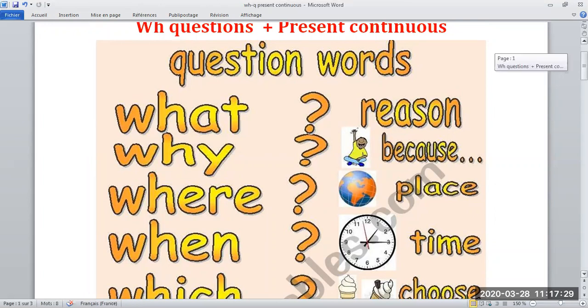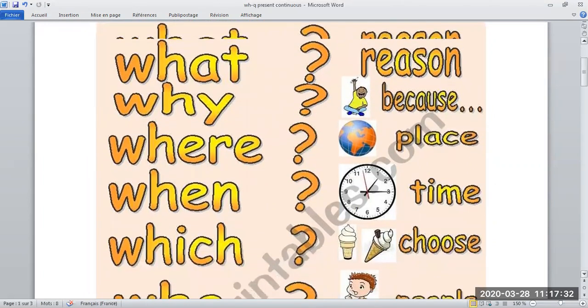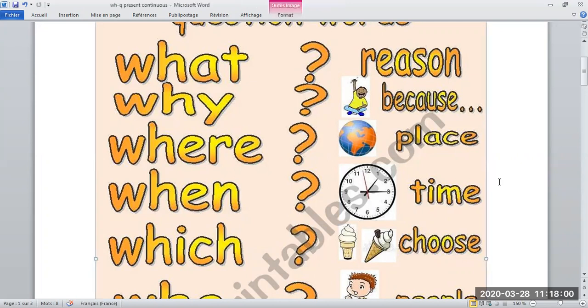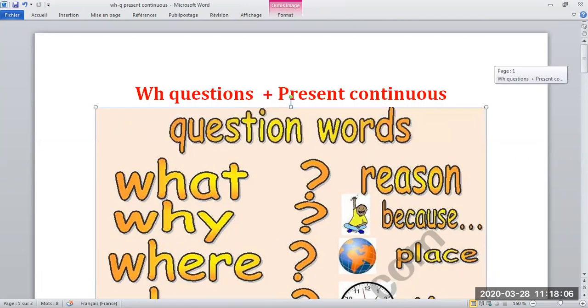So as a reminder, we use what for objects, we use why for reason, we use where for place, we use when for time, we use which for choice between two things. For example, which one do you like, the blue or the black one? Which one do you want? The colored ice cream or the white ice cream? So you choose one of the things. So you use the expression which.